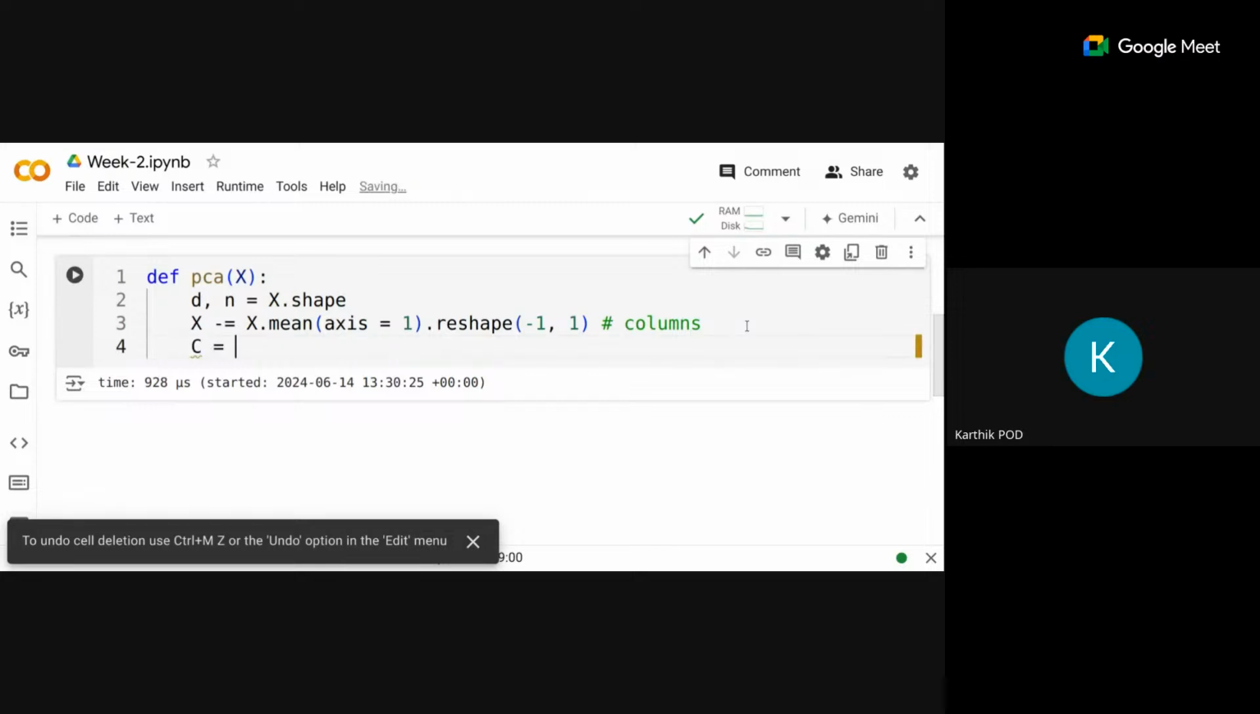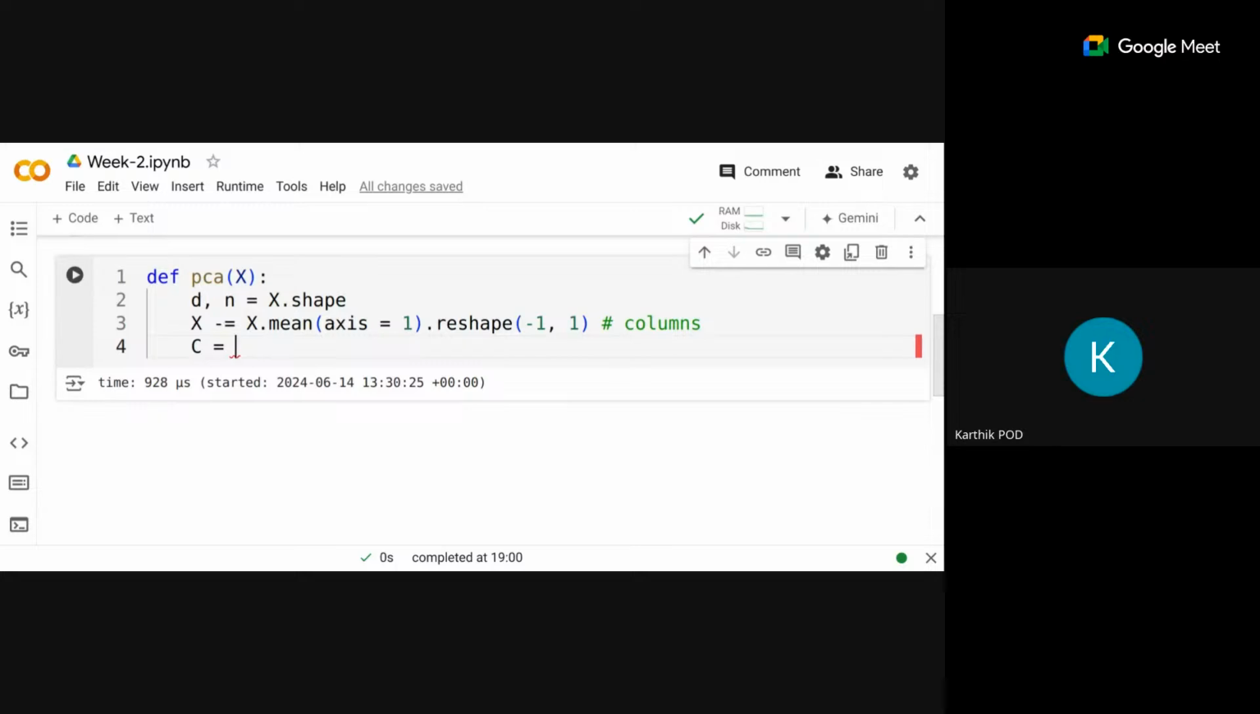So the covariance matrix, right? Once you have a centered matrix, you can compute the covariance matrix. That is XX transpose. Why have you written x minus equals to? Okay, that's a shorthand for x equal to x minus. So the covariance matrix is XX transpose by n.